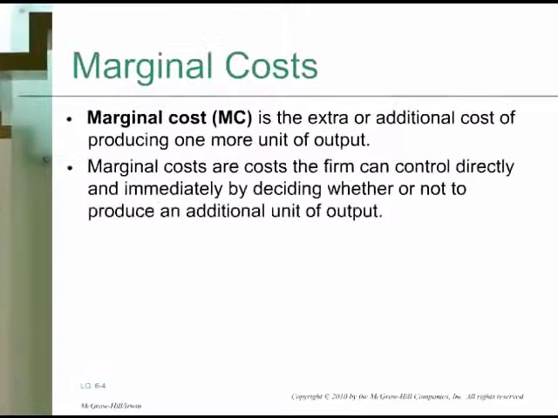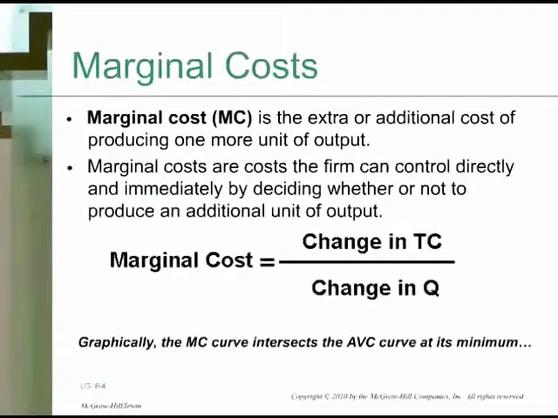Marginal cost is the extra or additional cost of producing one more unit of output. It is equal to the ratio of the change in total cost to the change in output. Marginal costs are costs the firm can control directly and immediately by deciding whether or not to produce an additional unit of output. Graphically, the marginal cost curve intersects the average variable cost curve at its minimum.